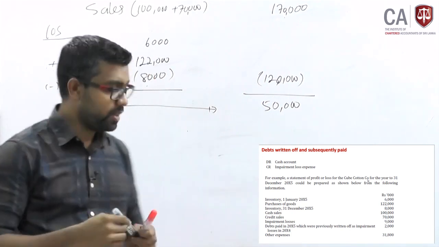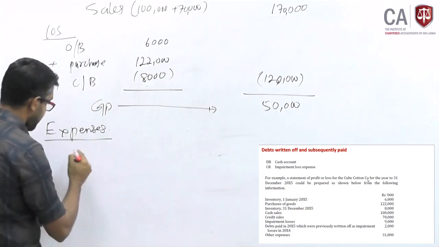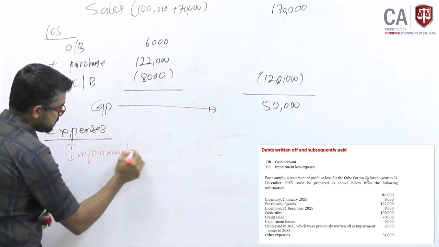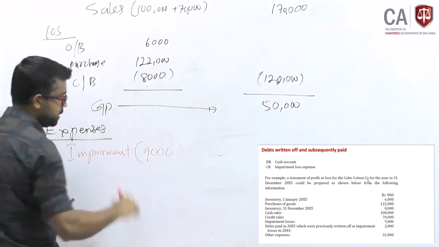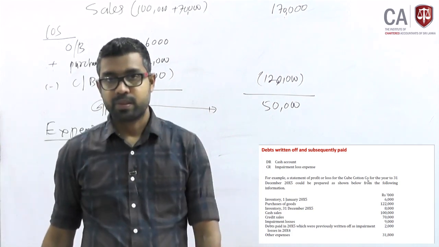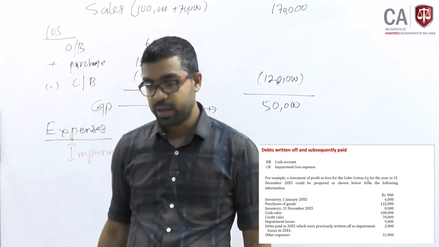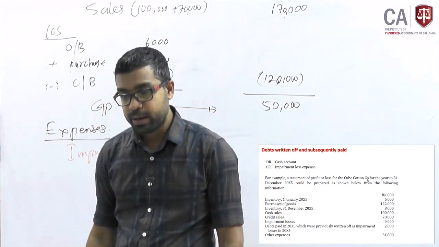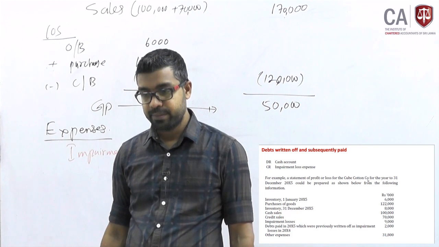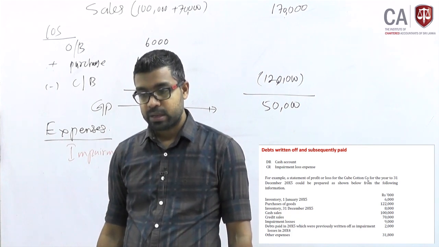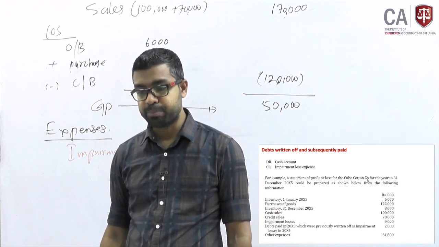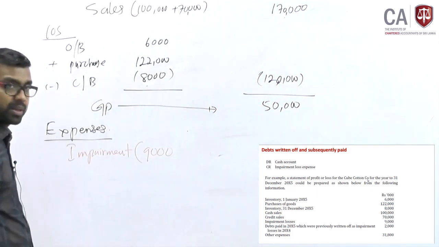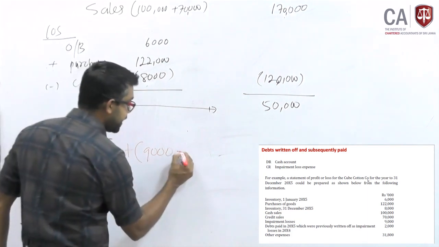Impairment loss of 9,000. Impairment, this is our topic. Impairment of 9,000, right? That will be debit to profit and loss account. But debt paid in 2005, which were previously written off as impairment loss in 2004. Even though you have 9,000 impairment, in that you have to deduct 2,000.